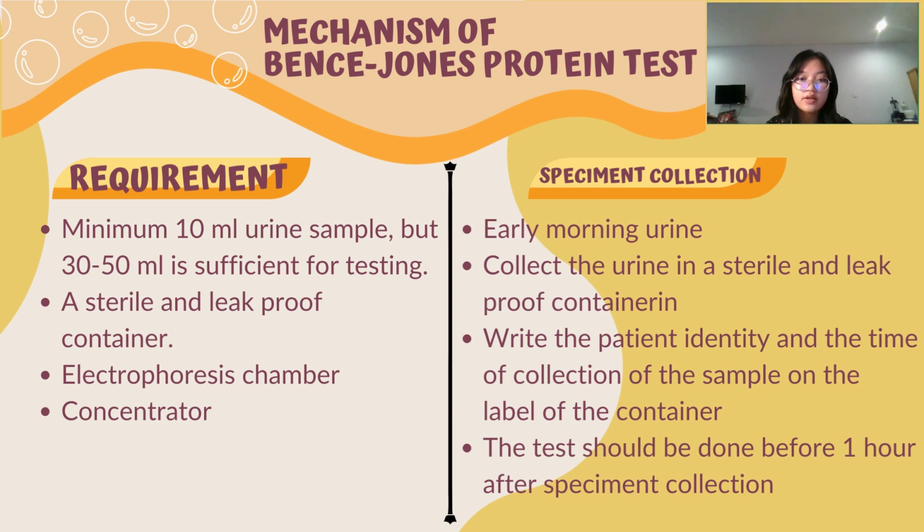The requirements for the Bence-Jones protein test are a minimum of 10 milliliters of urine sample, a sterile and leak-proof container, an electrophoresis chamber, and a concentrator. For specimen collection, we need early morning urine. Collect the urine in a sterile and leak-proof container. Write the patient identity and the time of collection of the sample on the label on the container. And then the test should be done within 1 hour after specimen collection.